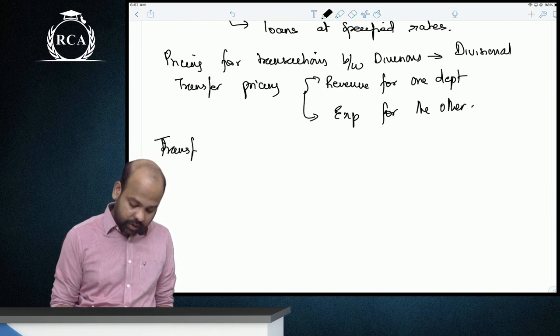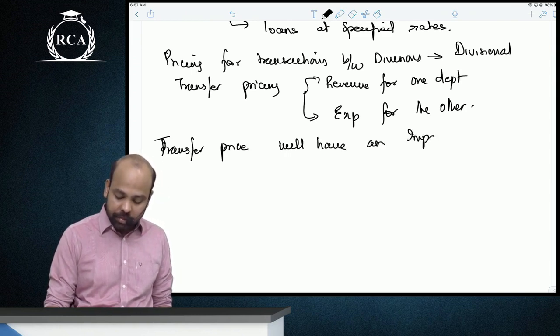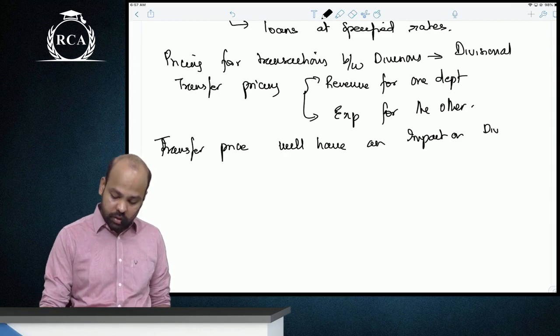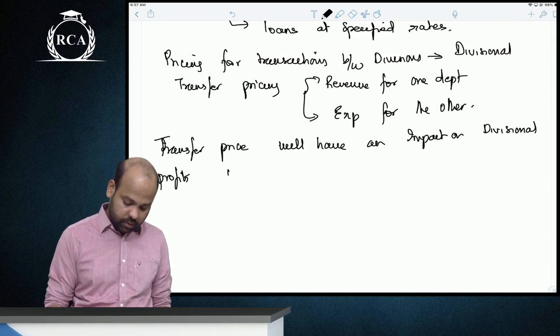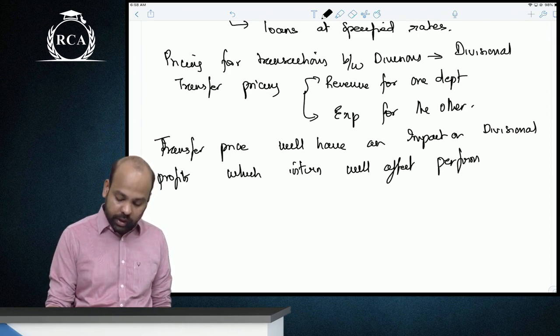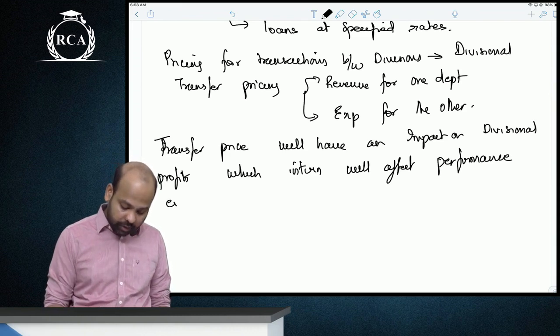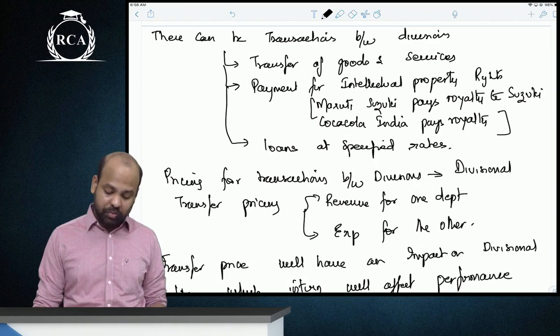Transfer price will have an impact on divisional profits, which in turn will affect performance evaluation. No one will want their performance to get affected. Everyone will want to get a higher share of bonus, a higher share of profits. So this is where problems arise.